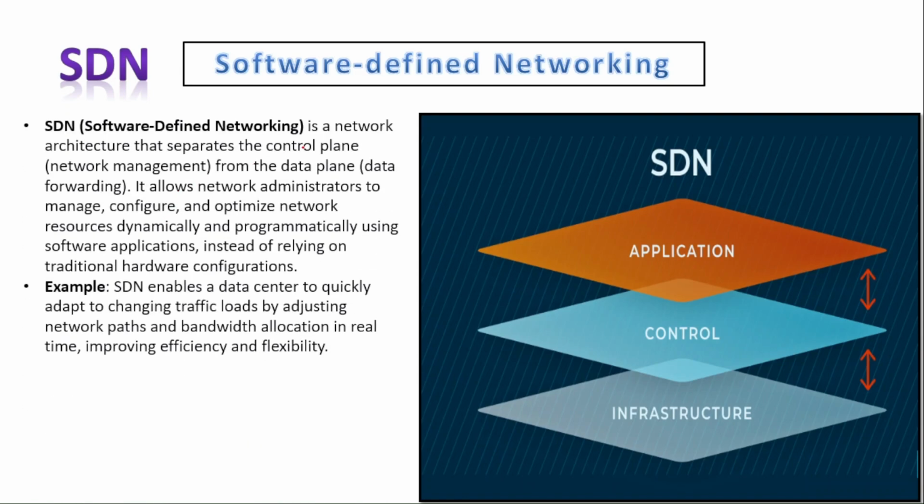SDN, that is software defined networking. So SDN or software defined networking is a network architecture that separates the control plane, that is network management, from the data plane, that is data forwarding. It allows network administrators to manage, configure, and optimize network resources dynamically and programmatically using software applications instead of relying on traditional hardware configuration. Example: SDN enables a data center to quickly adapt to changing traffic loads by adjusting network paths and bandwidth allocation in real time, improving efficiency and flexibility.